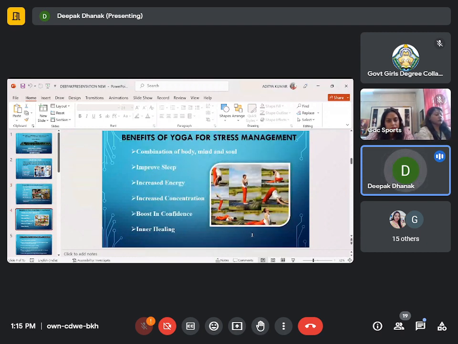Now we will discuss the benefits of yoga for stress management. Combination of body, mind and soul. When a set of breathing exercises and asanas are combined together, they unite the mind, body, and our soul. When any of these three components are not in proper balance, then arises a mountain of problems and health related issues which creates stress.